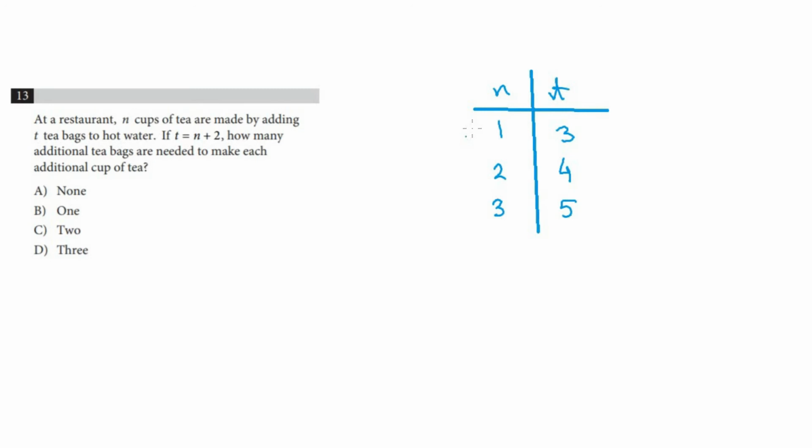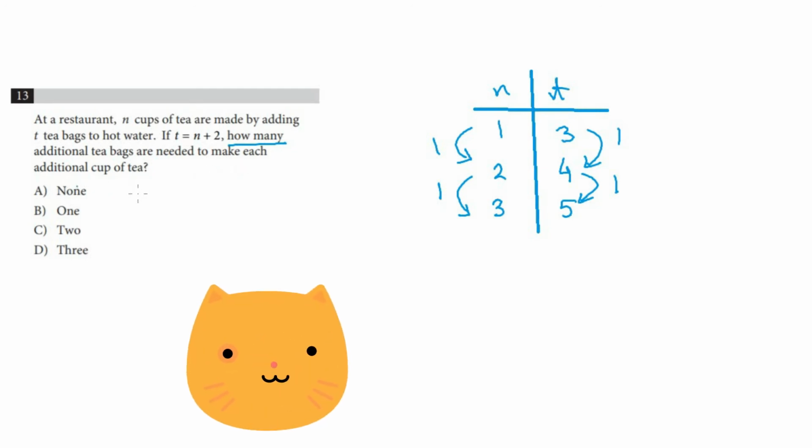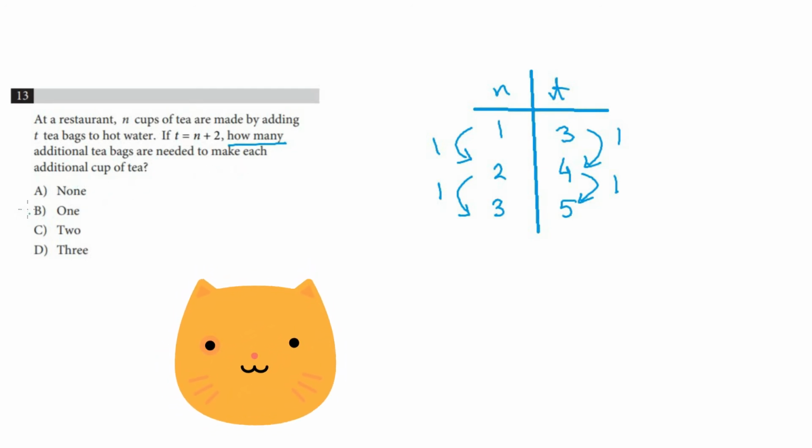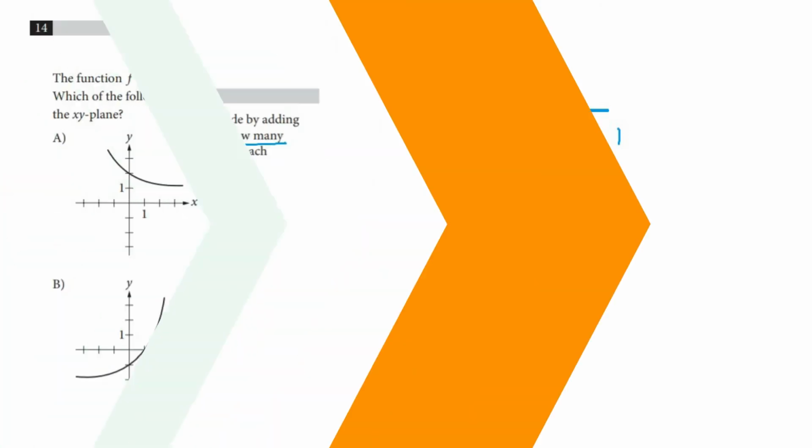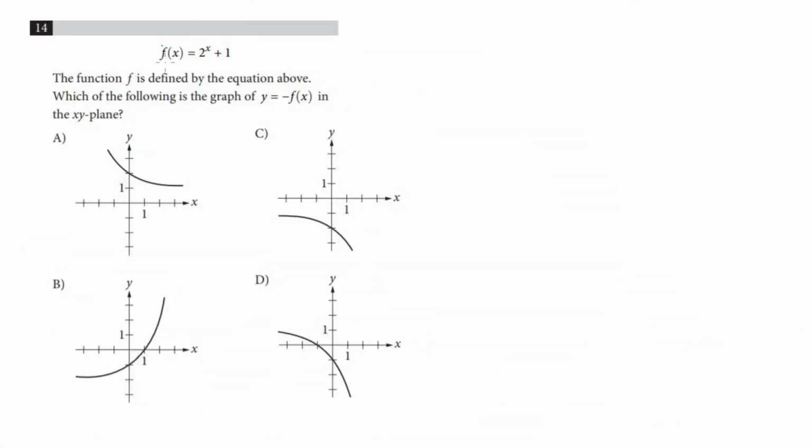So see, when n is increasing by 1, then t is also increasing by 1. Here from 3 to 4 it increased by 1, then 4 to 5 it also increased by 1. So if n increases by 1, t increases by 1. That means 1 additional tea bag will be needed for 1 additional cup of tea. Option B is right.